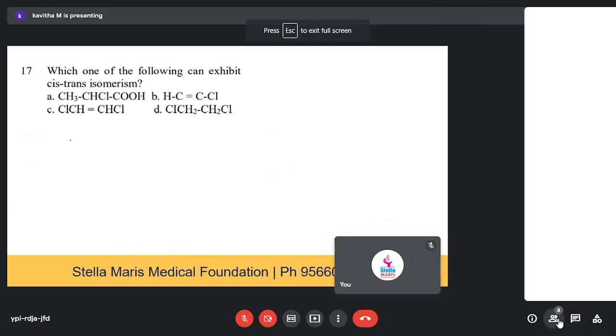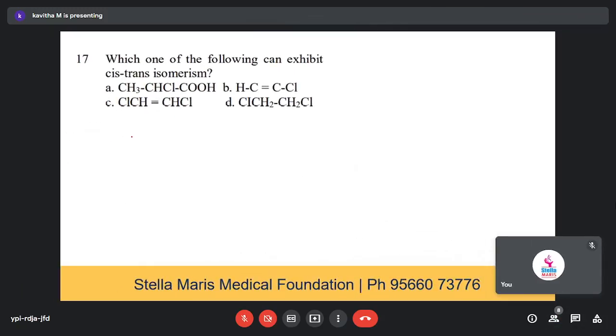So cis-trans isomerism is otherwise called geometric isomerism. That is, two same groups on the same side is called cis. Two same groups on opposite sides is called trans. So in this case, you should have a double bond first. That is, the enes will have this type of isomerism.